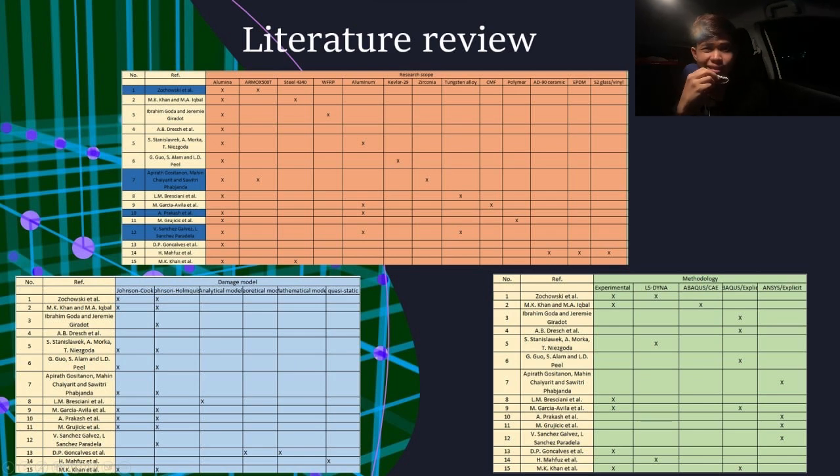For ceramics, there is only one type of damage model, which is Johnson Holmquist, either JH or JH2. Both are the same. Most of the studies also use Johnson Cook as the damage model for the simulation of the metal projectile and the metal backplates.